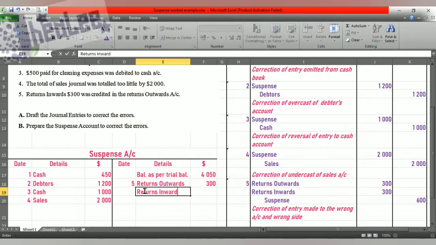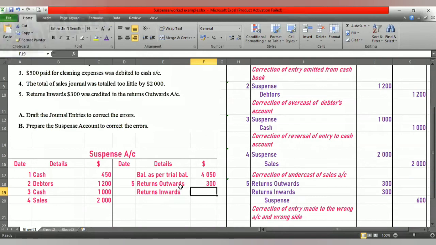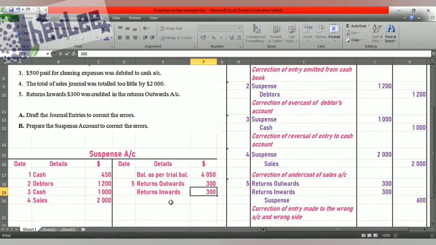Remember, we enter the name of the other account that is affected by the transaction as your details, because that is the cross-referencing that is taking place there. It is saying to us, if you go to your return outwards account, you'll find the corresponding entry on the debit side. So for the return inwards, the value is $300.